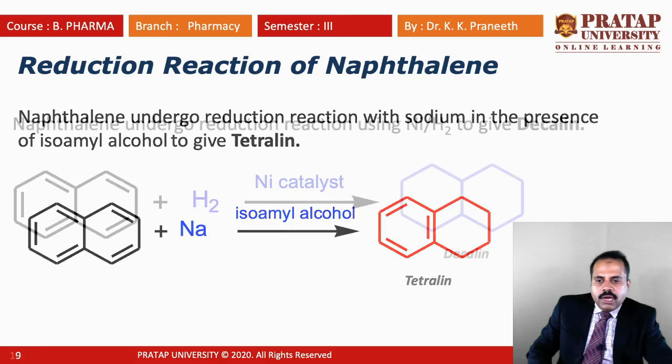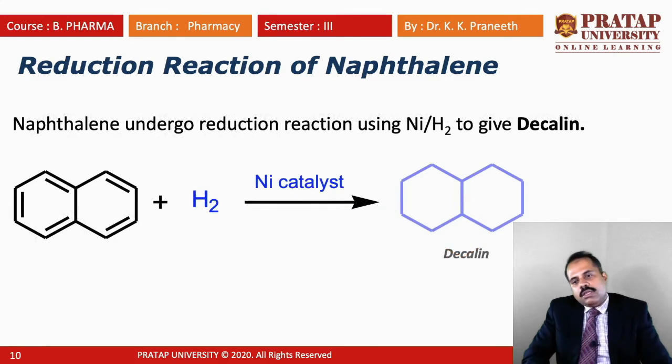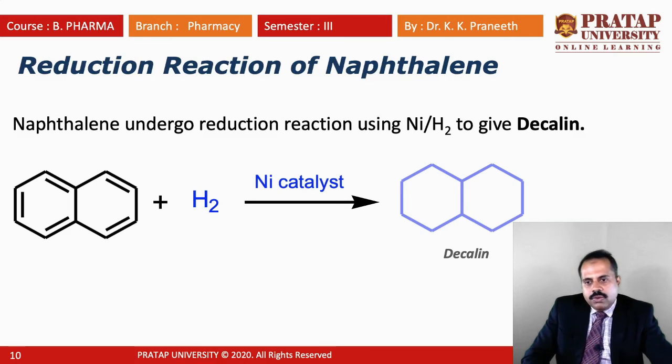What happens if you have a very strong reducing agent or catalyst? Here we can use naphthalene plus hydrogen. Hydrogen is a gas, right? And in the presence of nickel catalyst, we use this as a very strong reducing catalyst. It can supply hydrogen. It can add hydrogen into the substrate. This is a substrate. Add hydrogen into the substrate, and in the presence of nickel catalyst, which is a strong catalyst for reduction purposes, you can get decalin.